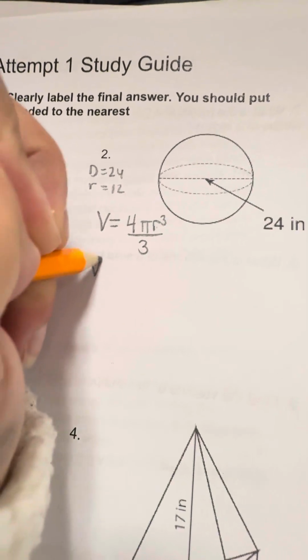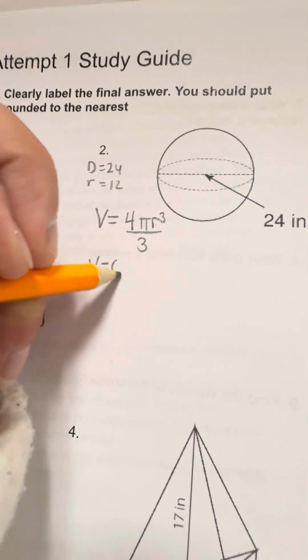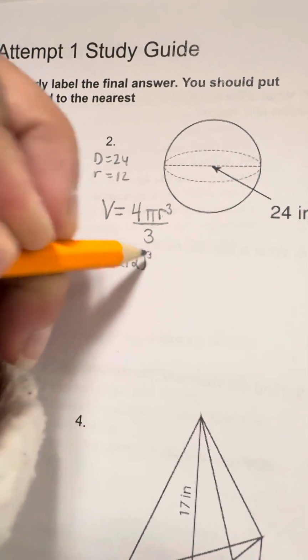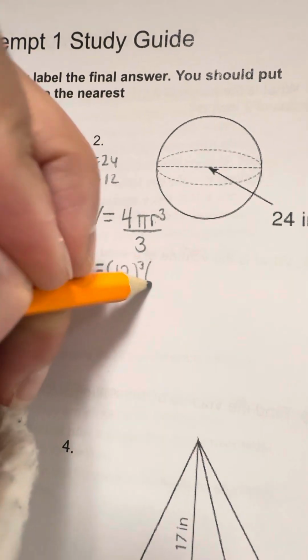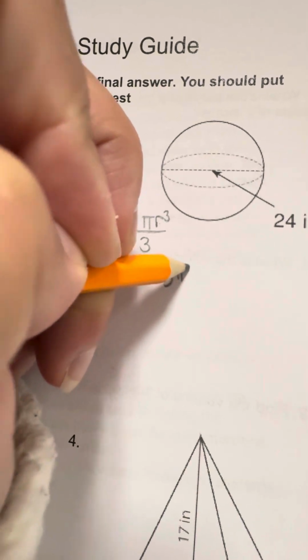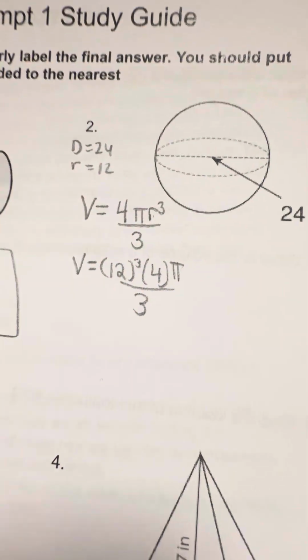Now I always like to rearrange for order of operations purposes in case the calculator doesn't perform the way that you need it to. Always put that radius first and do that, followed by that 4. Then we're going to do the pi, and then at the end we'll do the divided by 3.